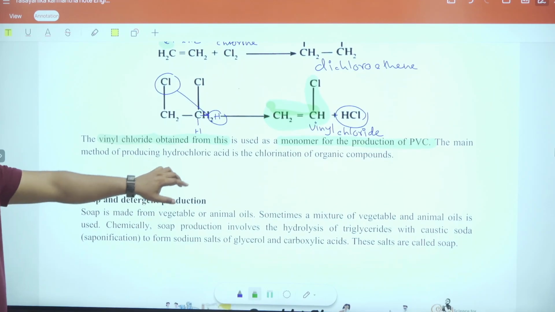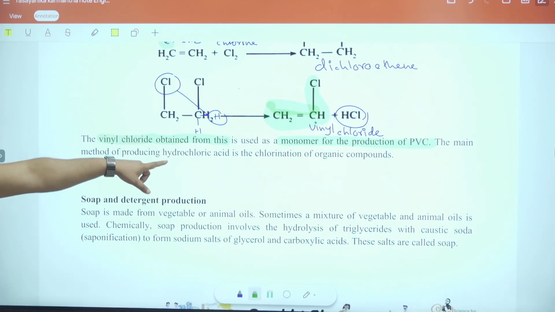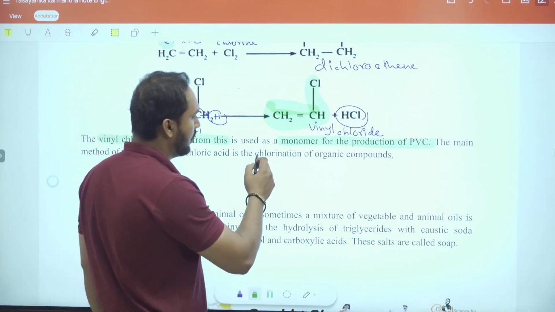And this one as well. The main method of producing hydrochloric acid is chlorination of organic compounds.